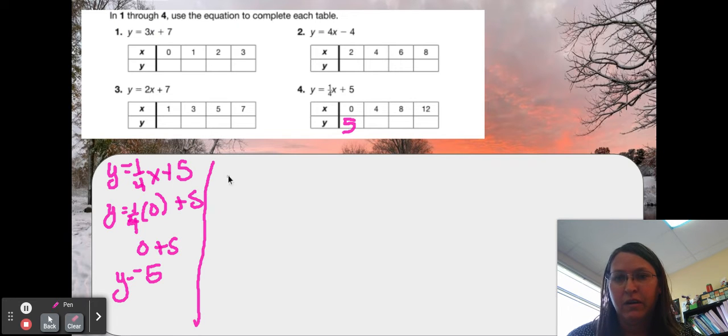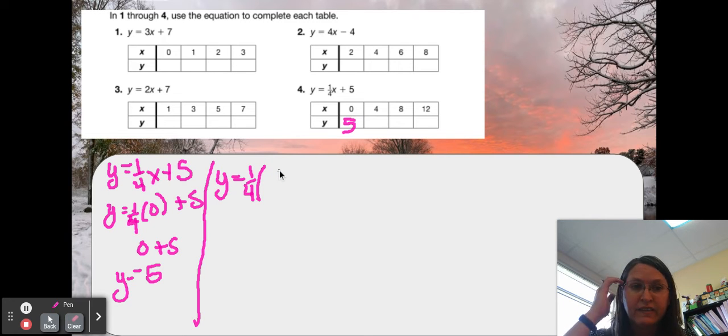Now let's do our next one. Y equals 1/4 times 4. But to do 4, I'm going to write it as an improper fraction.